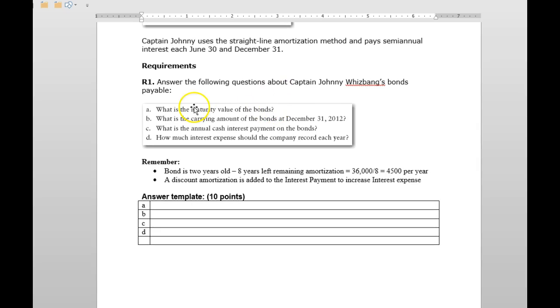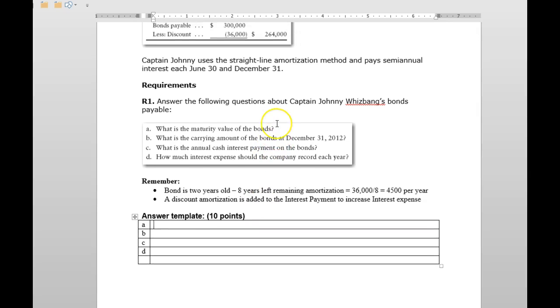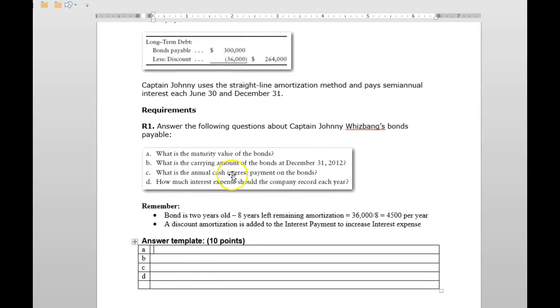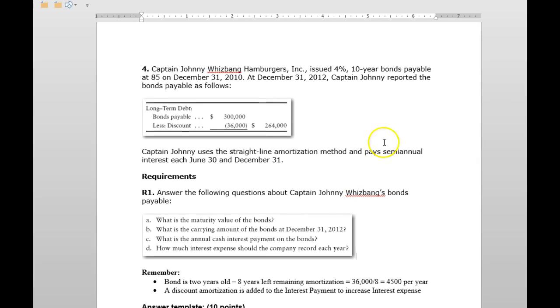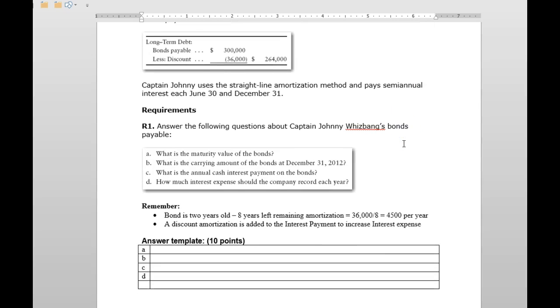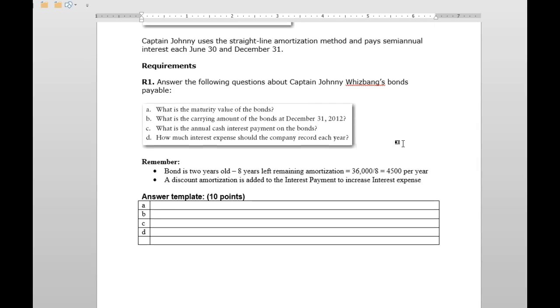So here are your requirements or your questions. What's the maturity value of the bond? You should know that by now. What's the carrying amount of the bond? That's pretty obvious. What is the annual cash interest payment on the bond? Okay, what is going to be your annual payment? It's going to be that 4% times that $300,000, correct? And that will give you an annual interest payment.